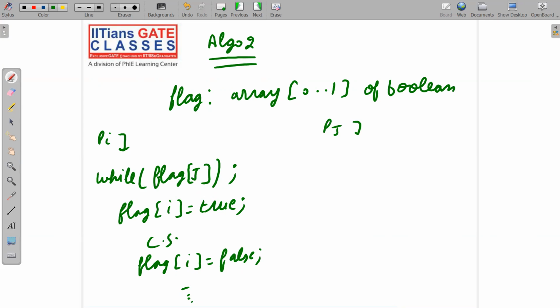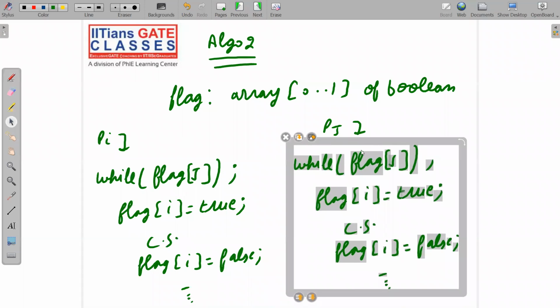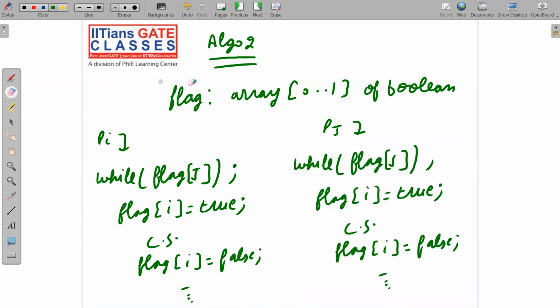So now I will write code for PJ. So code of PJ will be simply, okay. So for PI, we have written J and I. So for PJ, I will simply replace them. Let me copy it just to save the time. Since here it was J, so I will write I. Since here it was I, so I will replace it by J. Similarly, I will replace I by J. I think you have got it.